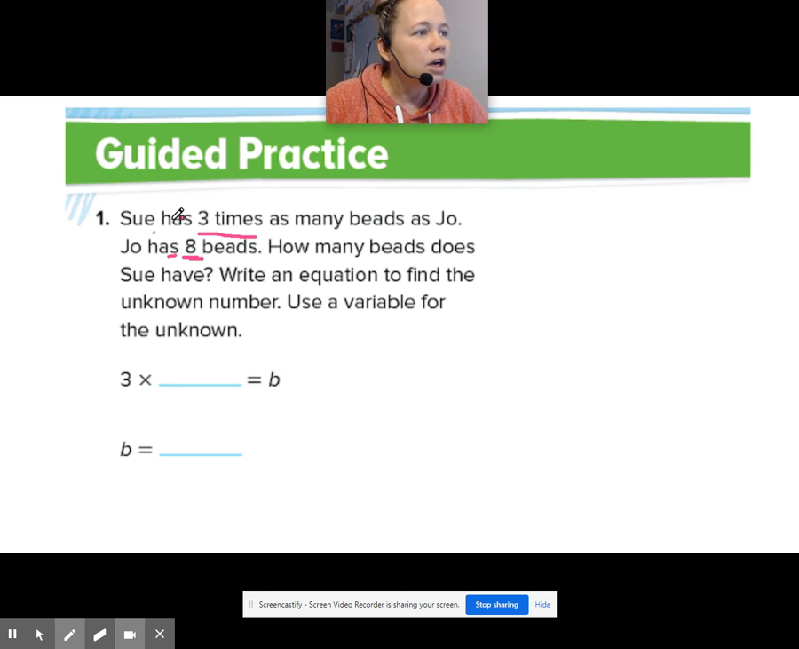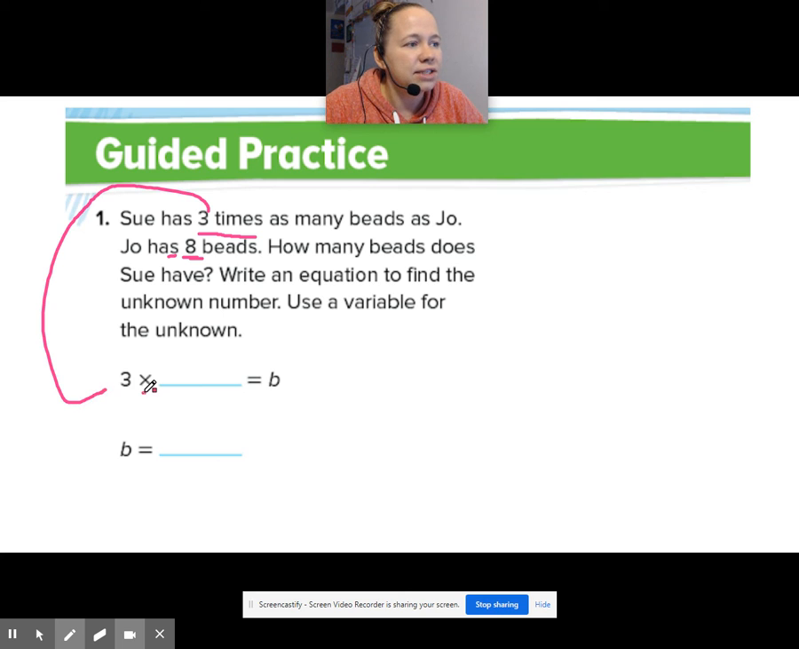Okay. So Sue has, there's our 3, times as many beads as Joe. Joe has 8 beads. So who has more beads? Stop and think. Who has more beads, Joe or Sue? Well, it says Sue has 3 times as many. If she has 3 times what Joe has, Sue has more beads, right? You have to stop and think. We want to know how many Sue has, and that's our little B variable. So if Joe has 8 beads, Sue has 3 times as many. 3 times 8 is 24. You got it.